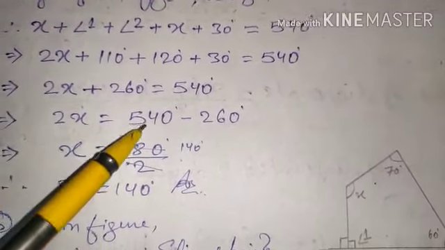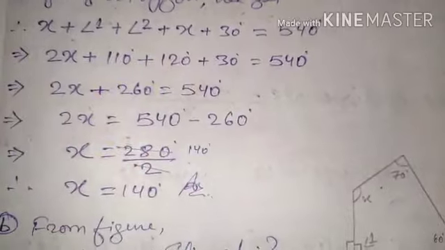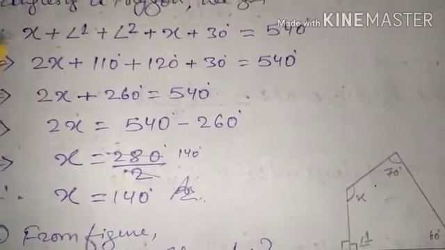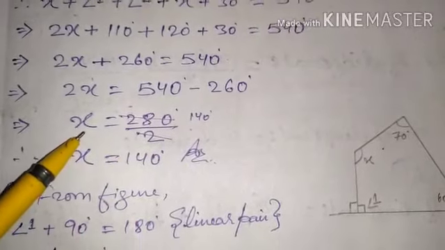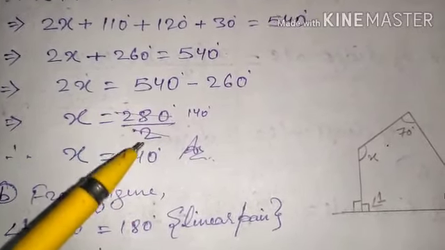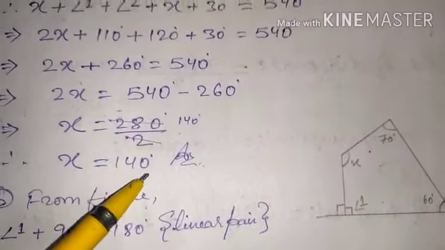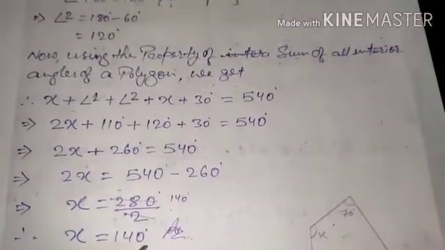Now 2x is equal to 540, bring it to this side. You will have already solved the equations. So 2x is equal to 540 minus 260. x is equal to, do the cross multiplication. After that, 280 divided by 2, it will become x is equal to 140 degrees. So it's very easy to understand.